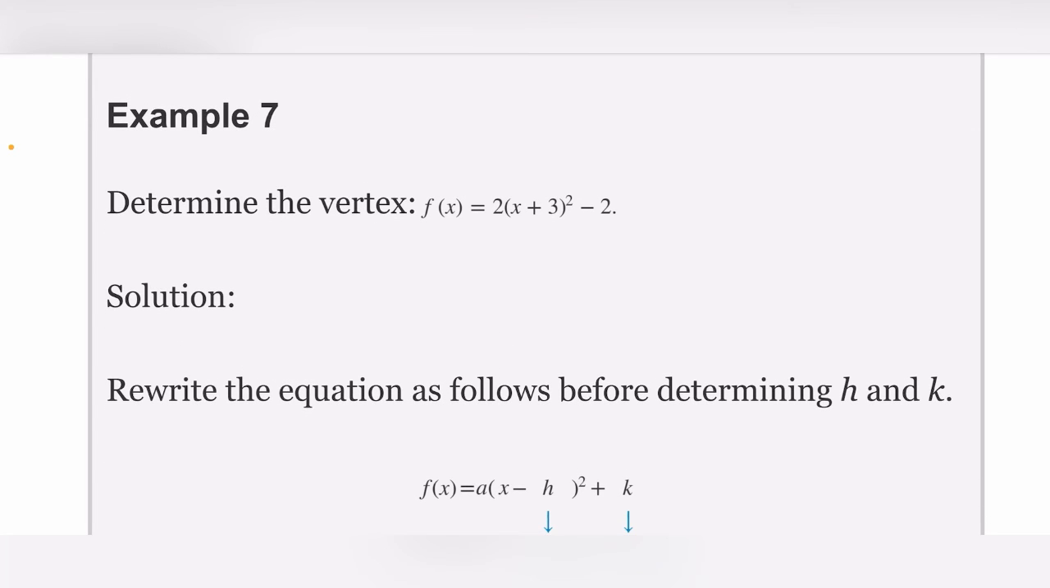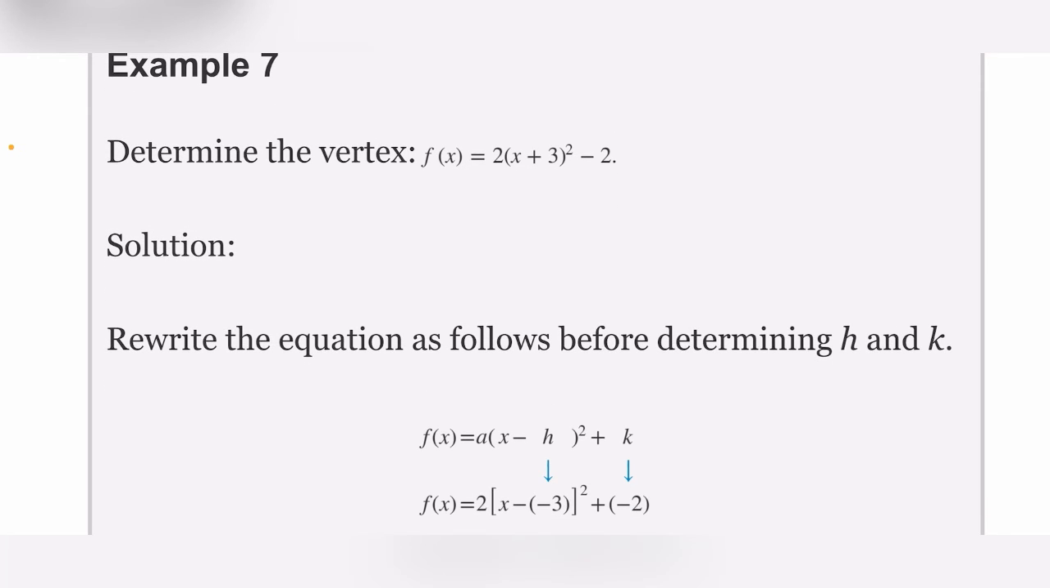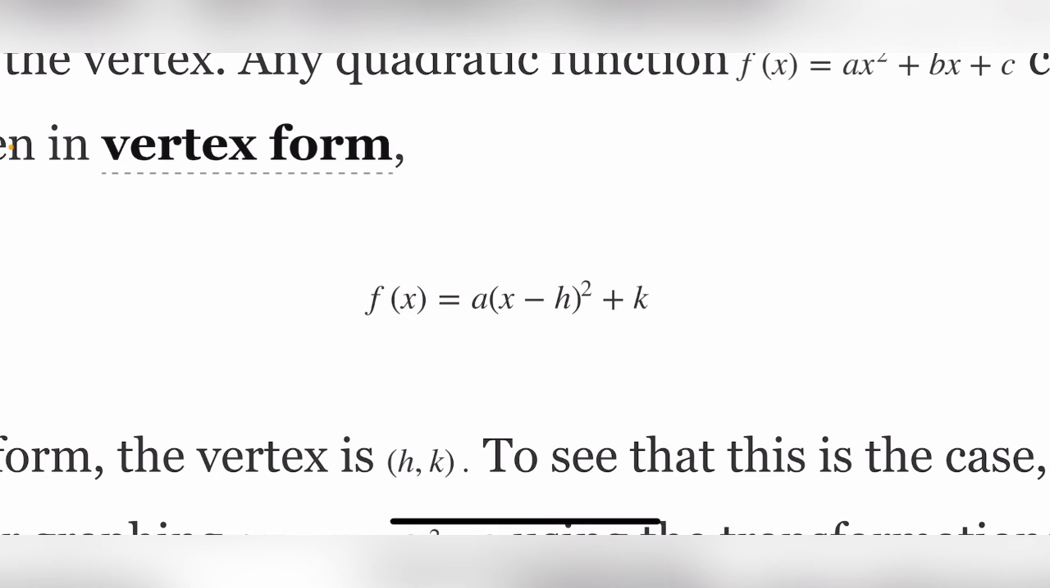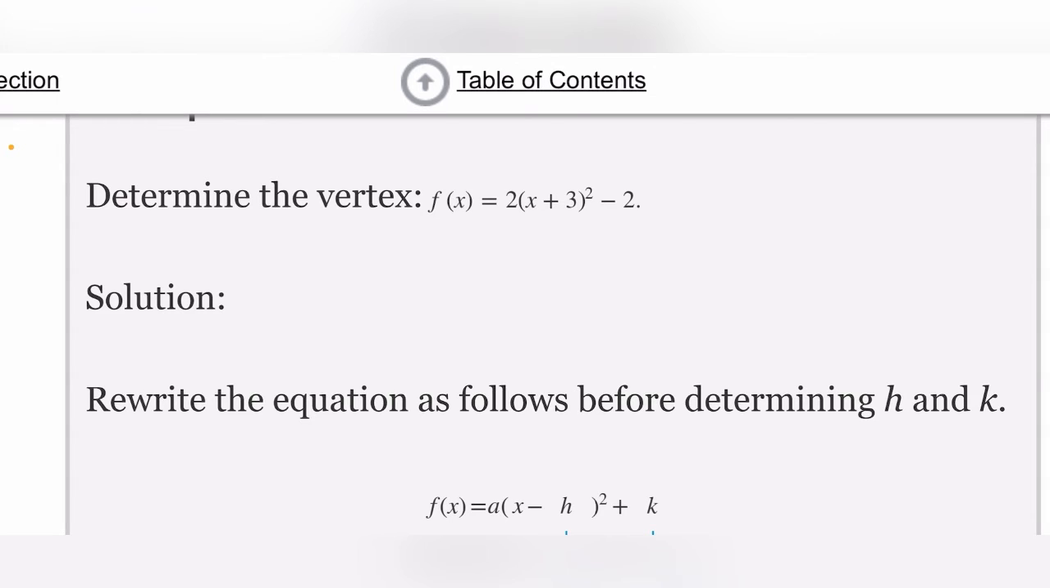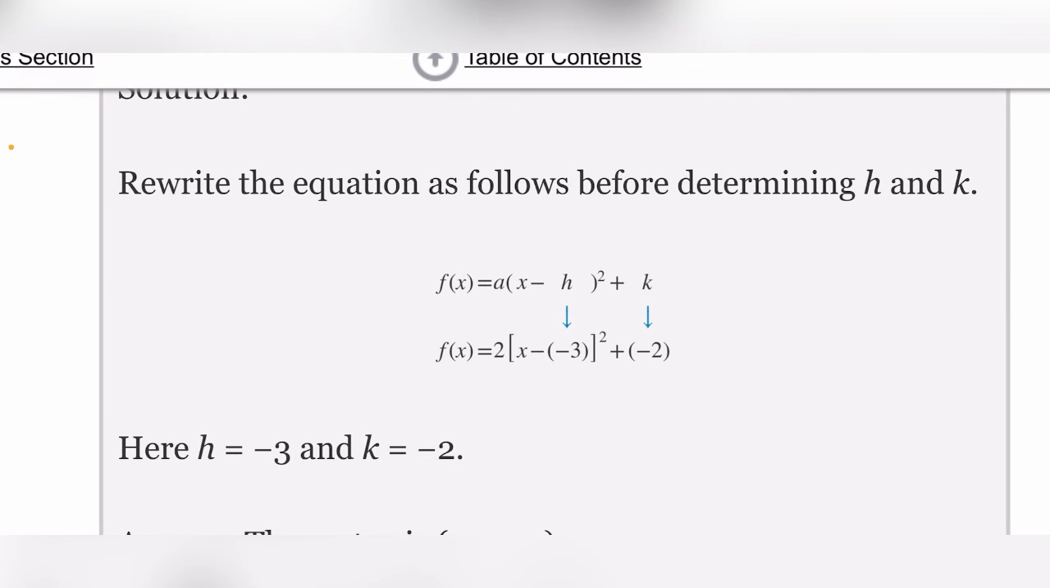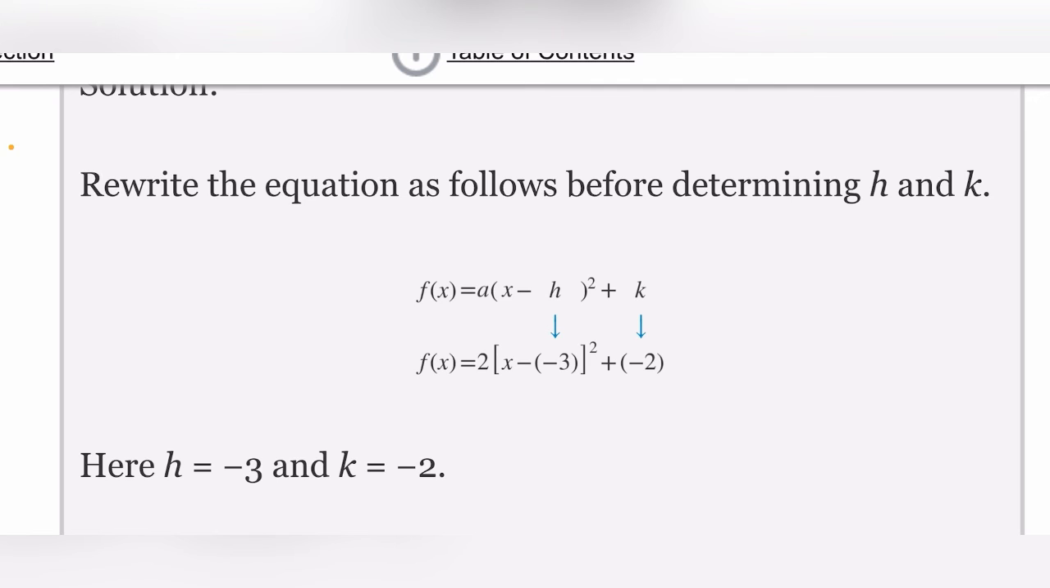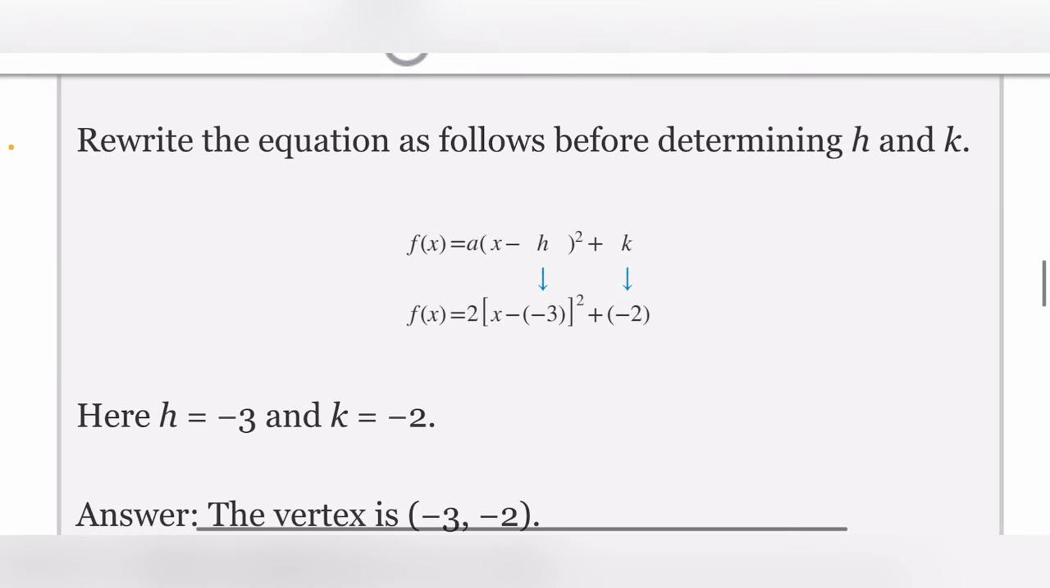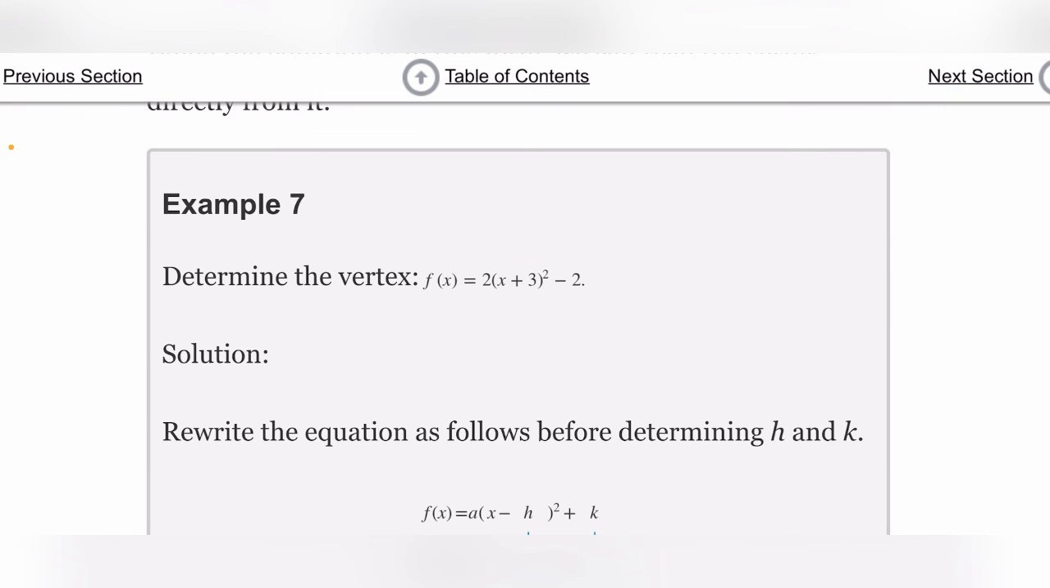Example, determine the vertex. The function is given in this form: 2 multiplied by the square of the sum of x and 3, minus 2. We rewrite the equation as follows before determining h and k. In the general form, inside the bracket there is a minus, then plus k. In our example, the bracket has a plus and there is a minus 2, so we must determine h and k with the correct signs. So h is negative 3 and k is negative 2. The vertex is (negative 3, negative 2).